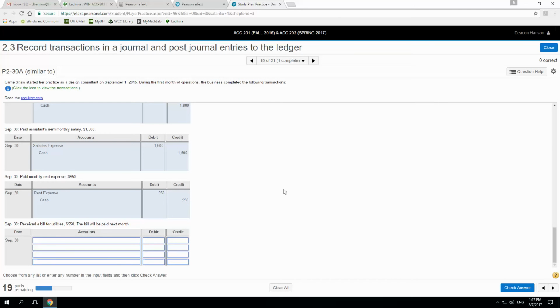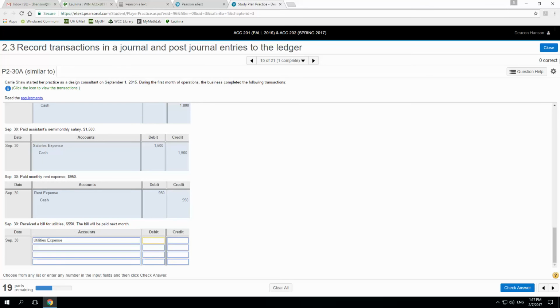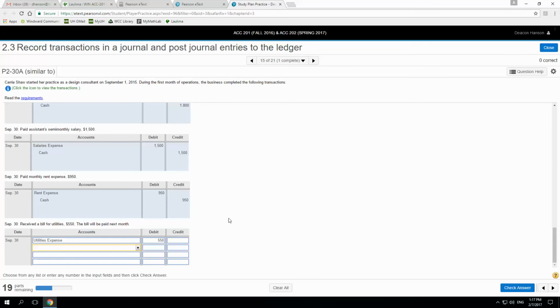Now the company received a bill for utilities, $550. The bill will be paid next month, but this is a utility bill for September. Notice we're at the end of September, September 30th. So we're going to book this as an expense. We're going to put it into utilities expense, $550, and if you read it right, it says we received the bill. It doesn't say we paid the bill. We just received the bill. So you can derive that this hasn't been paid yet just by the wording here.